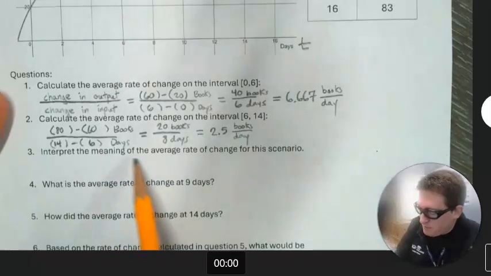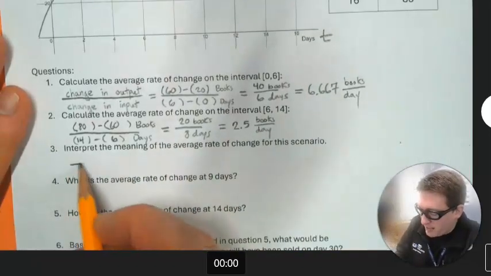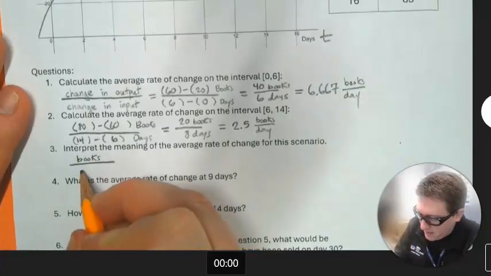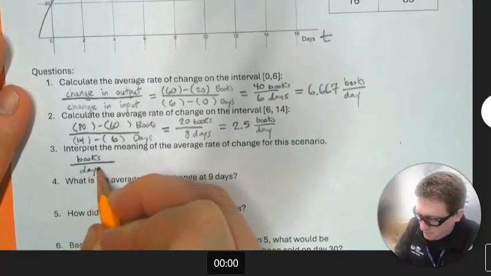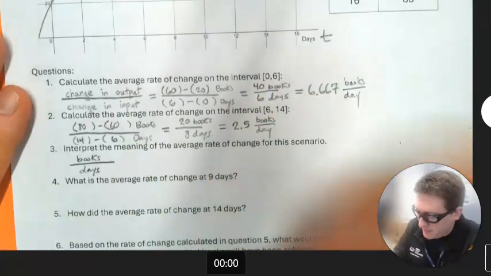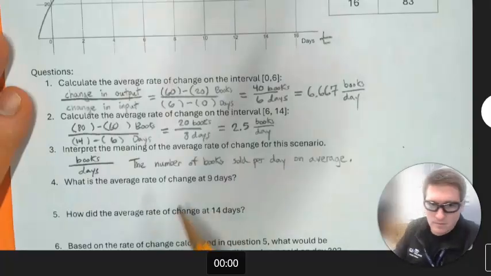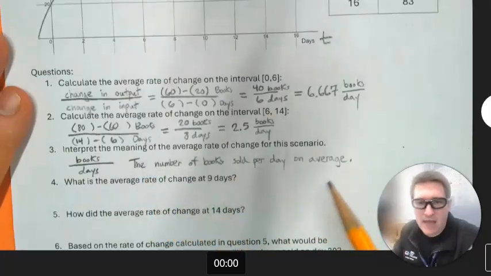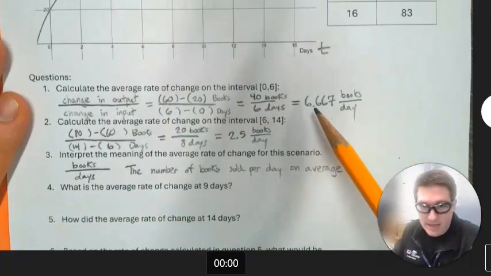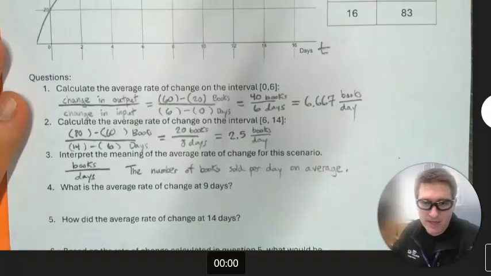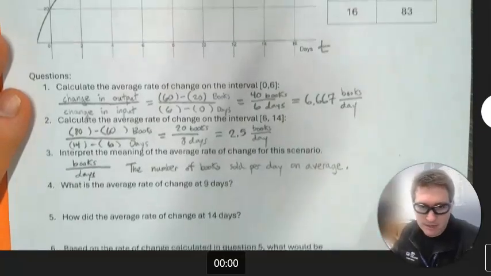So what is the meaning of average rate of change? Well, as you can see, it was always books on top, and days on bottom. So it's basically how many books you're selling per day on average. Now we're not saying that every day they actually sold this many books. We're saying on average, when you sum it all up and divide by the number of days, that's about how many books they were selling per day.